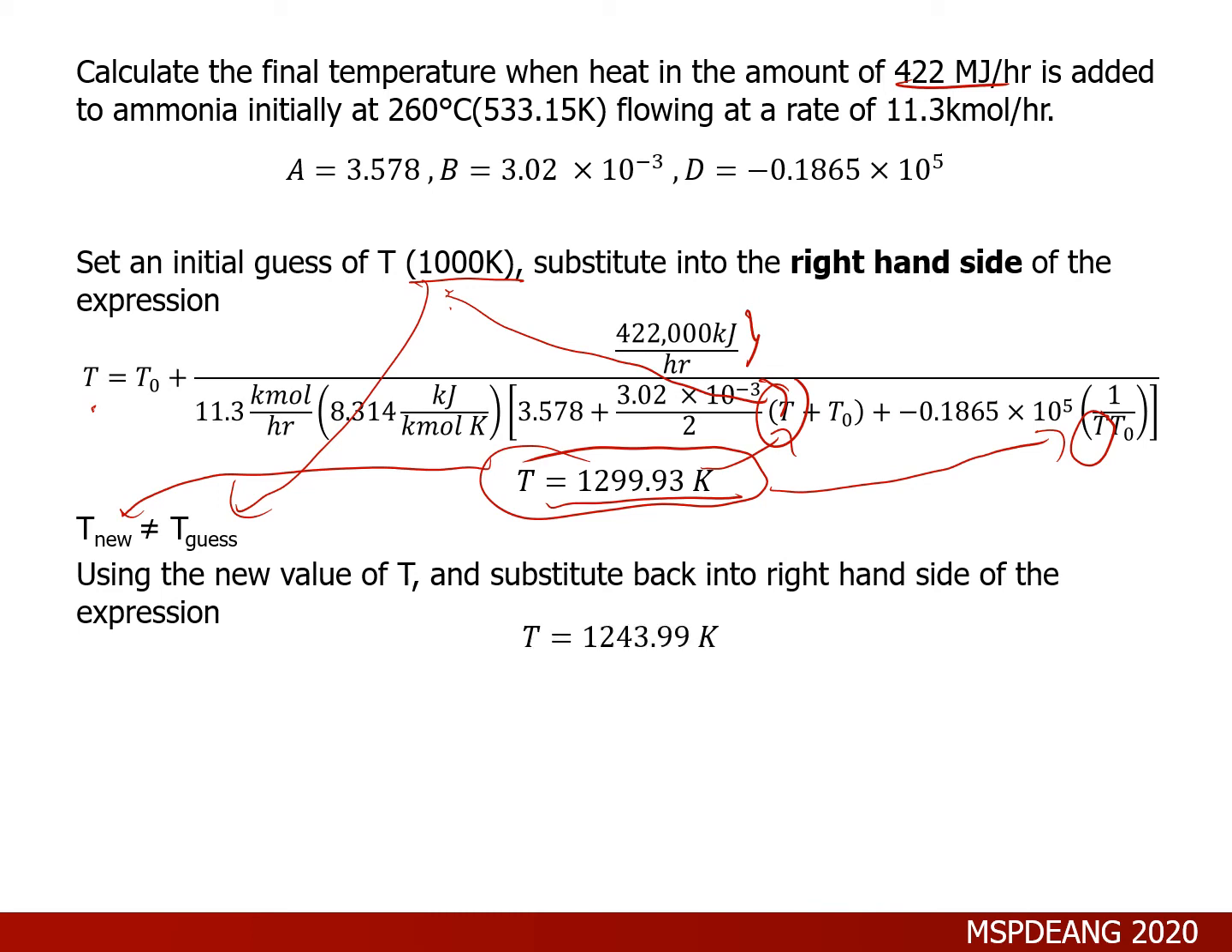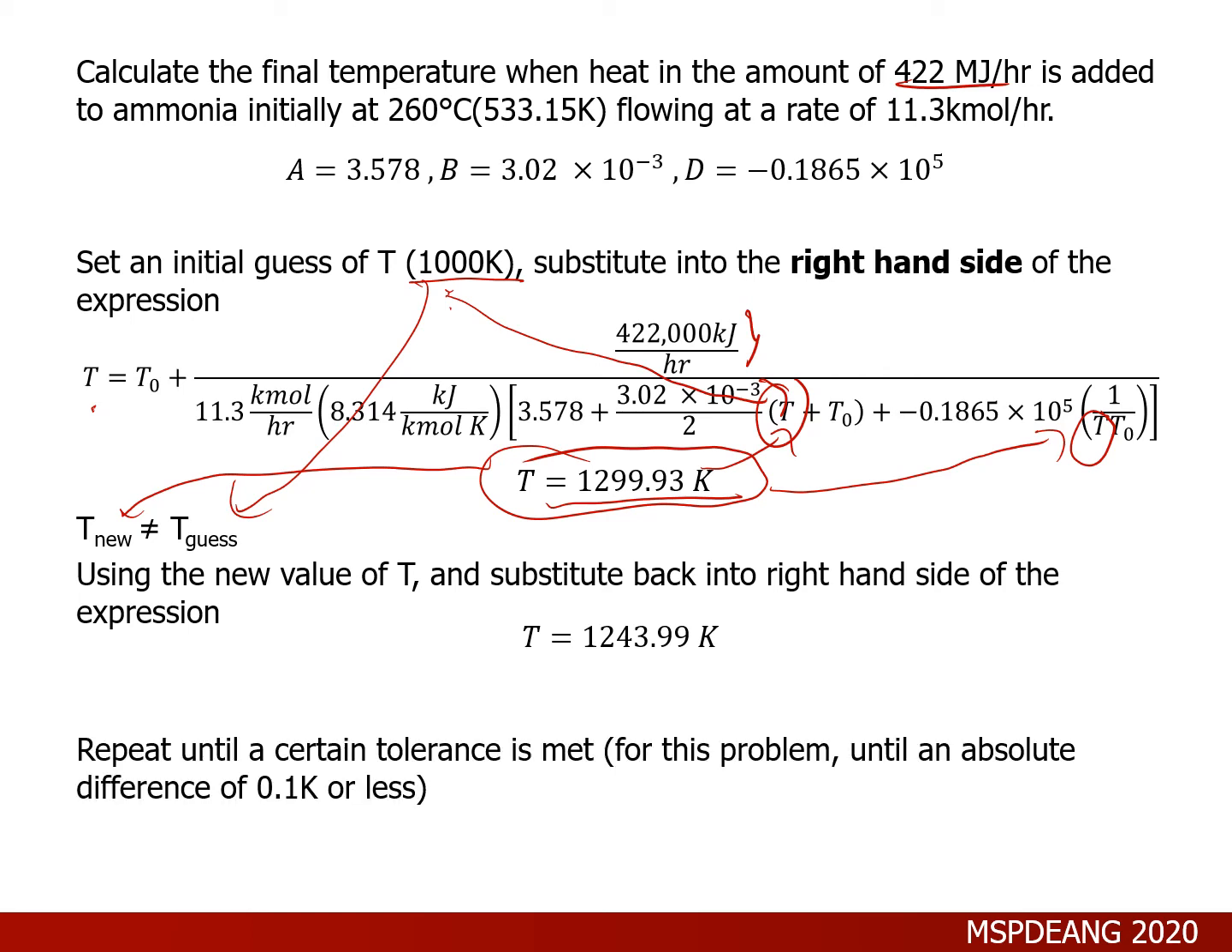After substituting, we get 1243 in the second iteration, and it is still not equal. So repeat this until a certain tolerance is met. For this problem's sake, let's just use an absolute difference of 0.1 Kelvin or less. You can be more stringent or more relaxed, but this is fine. Typically, we can use a 0.1% relative difference, but for now, absolute difference only. With this convergence tolerance, you will get the final temperature, which is 1252.29 Kelvin.